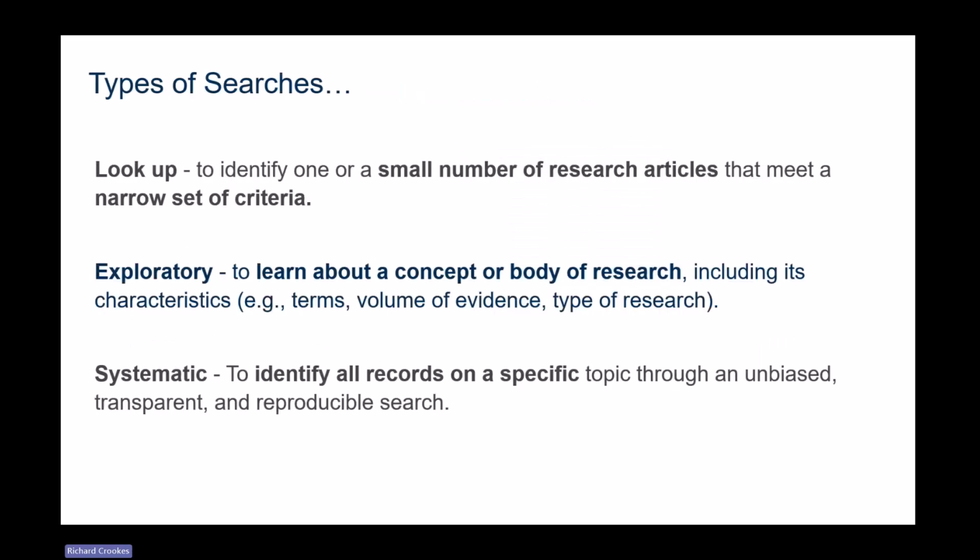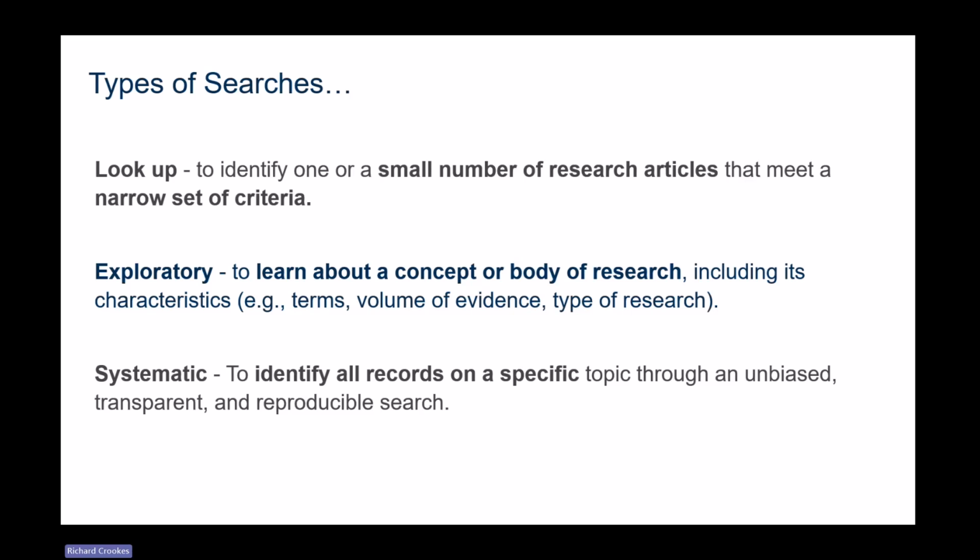And then there are the actual types of searches. We need to determine the type of search we are going to conduct, and that will influence how we approach it, etc. So it could be a simple lookup. You may need to identify one or a small number of research articles that meet a narrow set of criteria. This could be in relation to a retrieval of specific facts, for example, incidence or prevalence of disease conditions. It could be in relation to a specific research question, and so on.